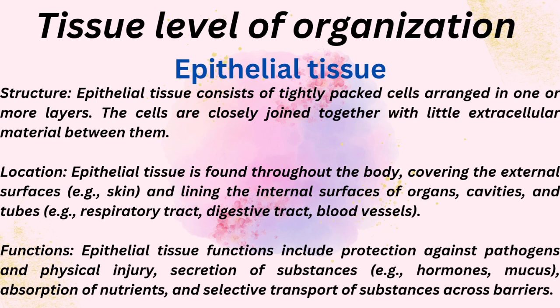Location of epithelial tissue. Epithelial tissue is found throughout the body, covering the external surfaces, example, skin, and lining the internal surfaces of organs, cavities, and tubes, example, respiratory tract, digestive tract, blood vessels. Functions. Epithelial tissue functions include protection against pathogens and physical injury, secretion of substances, example, hormones, mucus, absorption of nutrients, and selective transport of substances across barriers.